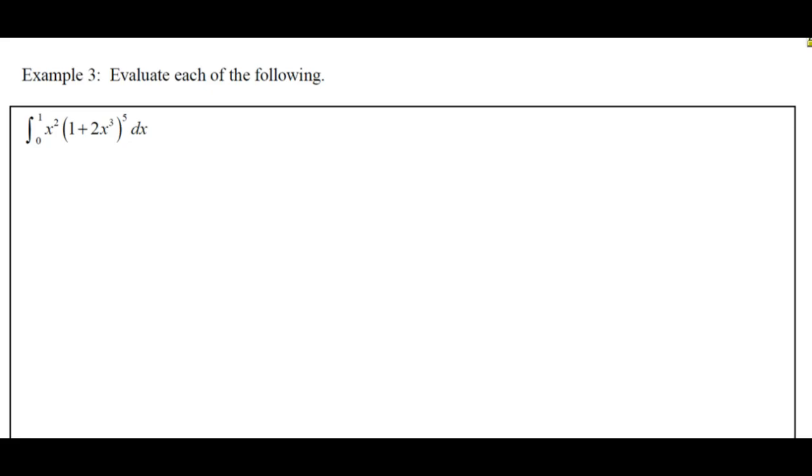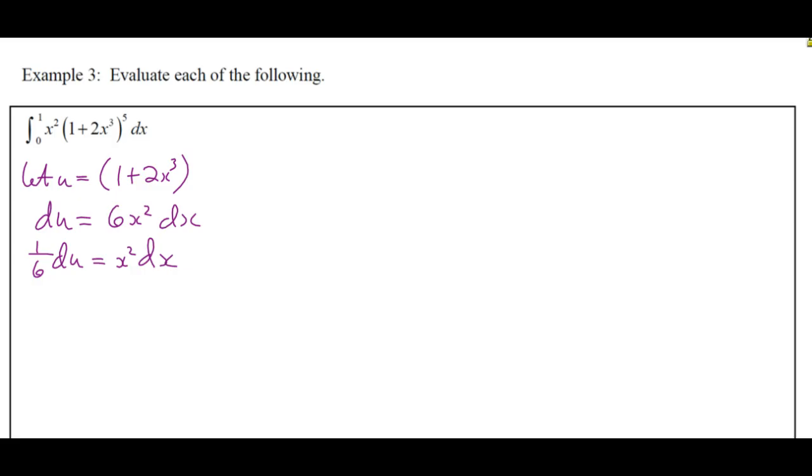So we start off, what's my inner function going to be? So let u equal 1 plus 2x cubed. Okay, then what's du? So u is 1 plus 2x cubed, du is 6x squared. I don't want 6x squared dx, I want x squared dx. So I multiply both sides by 1/6. Why'd you put brackets around 1 plus 2x cubed? Yeah, I didn't need to. It's just saying it's this quantity, right? Because when we go to replace it, it's going to be u to the fifth, and it's not going to matter. You won't have brackets there.